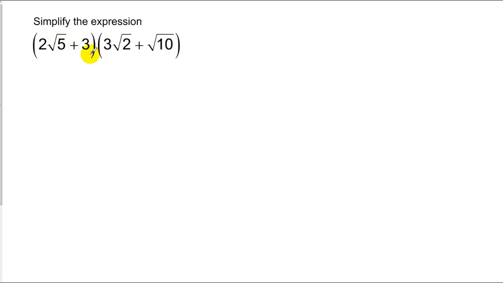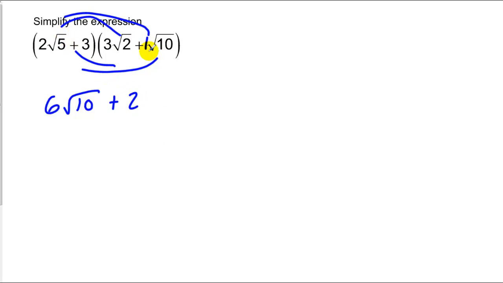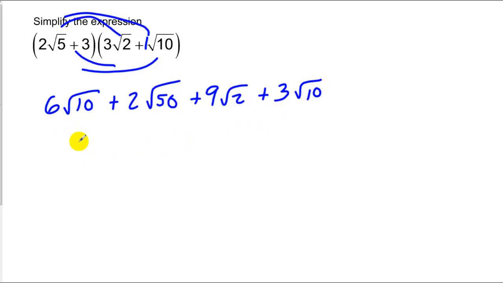Again, we have two binomial terms that have radicals in them. I'm going to have to FOIL this. 2 times 3 is 6. Root 5 times root 2 is root 10. Multiply 2 times the coefficient out in front of this term is 1, so that's 2. Root 5 times root 10 is root 50. 3 times 3 is 9. Root 2. 3 times 1 is 3. Root 10. So let's simplify everything that I can.